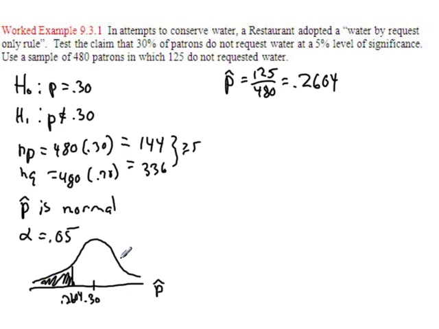And that's to the left. So the p-value is going to be 2 times the probability, since we have a two-tailed test, that p hat is less than or equal to 0.2604.